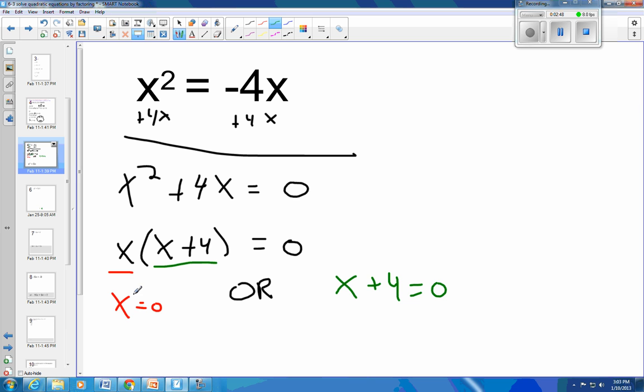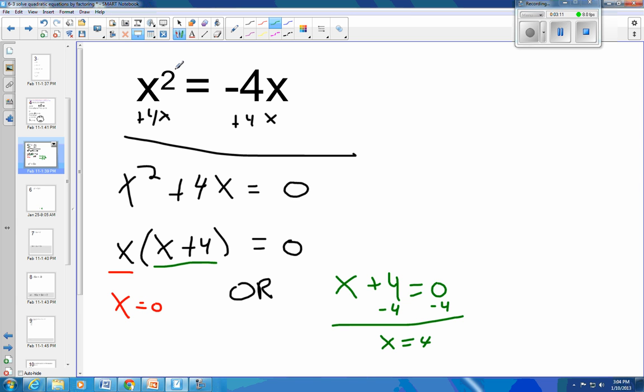Well, x is equal to 0, that's done. To get x by itself over here, I'd subtract 4 from both sides. So x would be equal to negative 4. And both of these should work. And if we substitute 0 back into our original equation, 0 squared is 0 equals negative 4 times 0 is 0. 0 equals 0. That does in fact work. And let's try this negative 4.